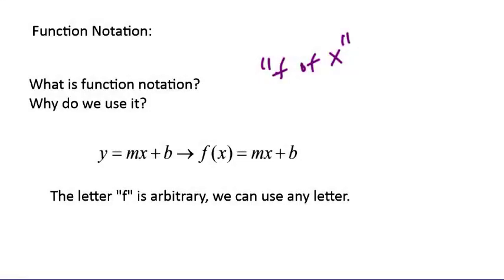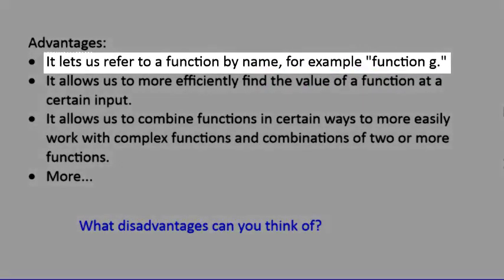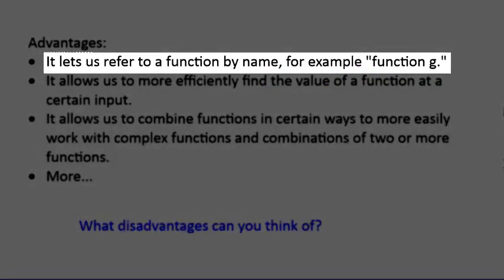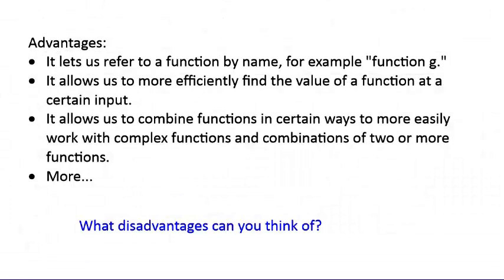Now why do we use this notation? Well, there are several advantages. One of them is that it lets us refer to a function by its name. For example, function g. So if you see a graph that has two or more functions on it, rather than having to say the equation of that function or to point out the color of it or say it's the one that goes this way, you can say function g in reference to a discussion about a function.